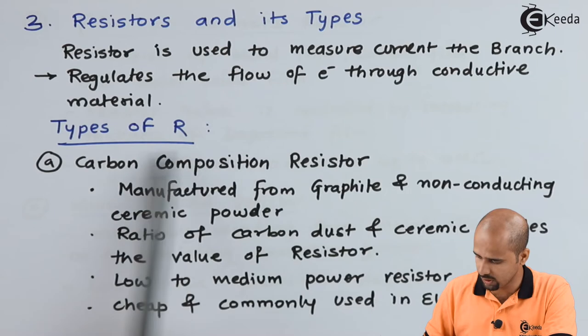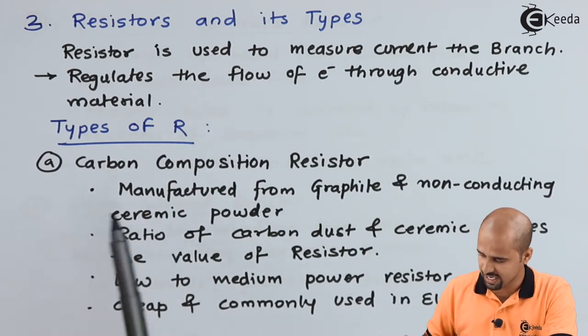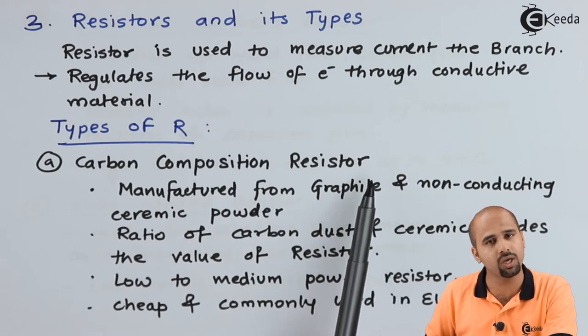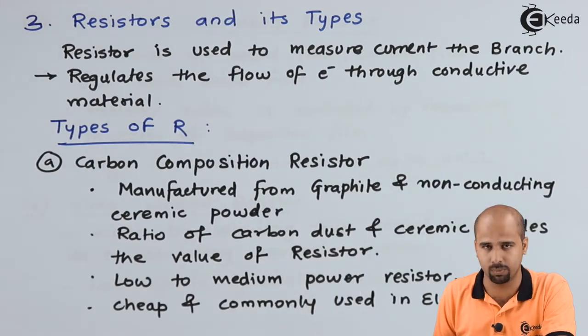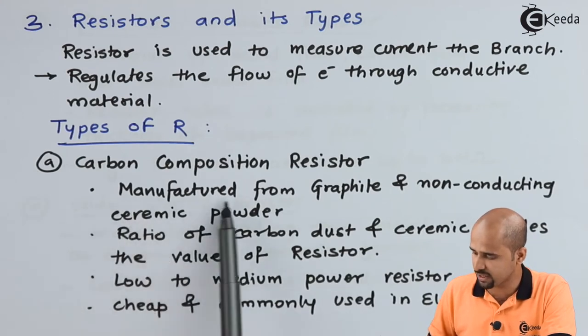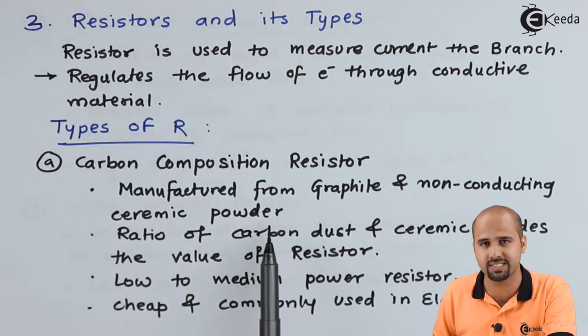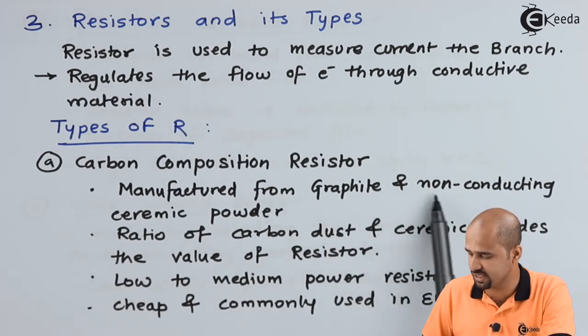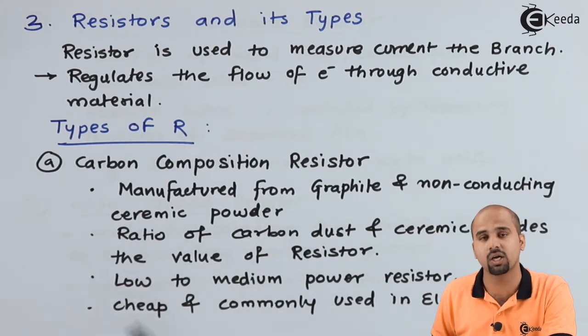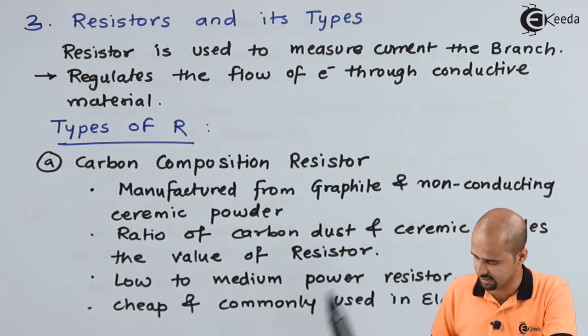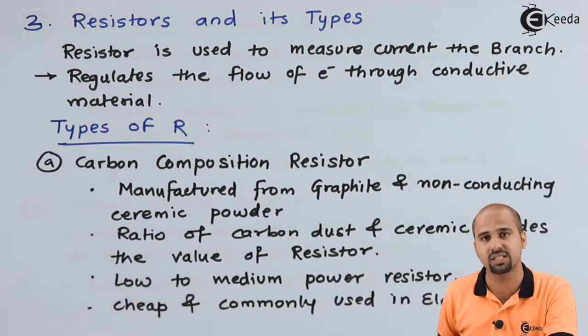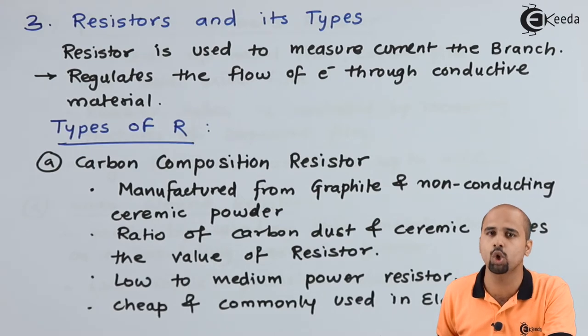Now we will move towards the types of resistances. First is carbon composition resistance. Here the composition is made up of carbon, graphite. It is manufactured from graphite and non-conducting ceramic powder. Two materials are used: first is graphite and second is non-conducting ceramic powder. The ratio of these two materials decides the value of the resistance. The ratio of carbon dust and ceramic decides the value of the resistance. This particular type of resistance gives you a low to medium power range.